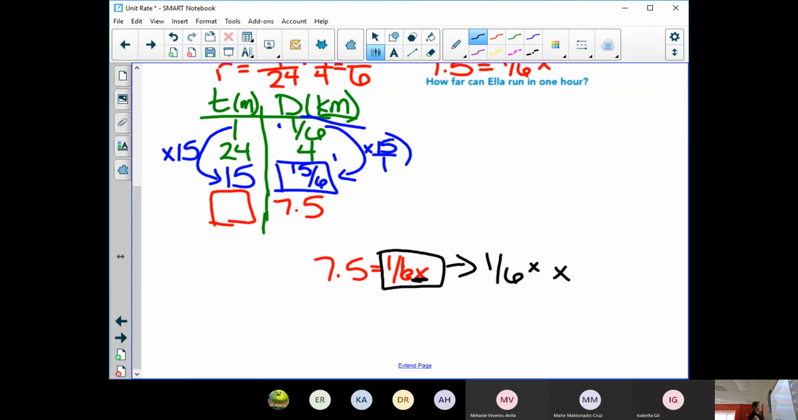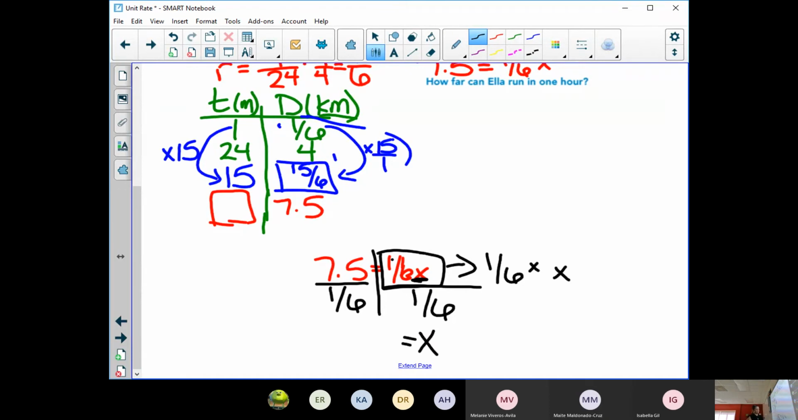Division. So to get this by itself, I'm going to divide by 1/6. And since this is a proportional relationship, what I do on one side of the equal sign, I have to do the same operation on the other side of the equal sign, just to keep things balanced. So 1/6 divided by 1/6 is going to give me just 1.